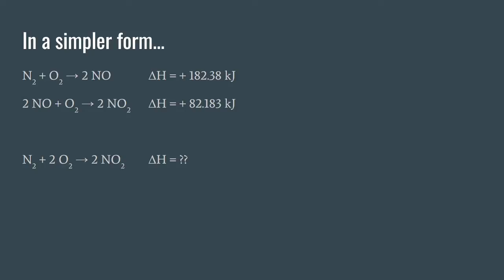combining nitrogen and oxygen to make nitric oxide has an enthalpy of reaction of positive 182.38 kilojoules. Nitric oxide plus oxygen, making nitrogen dioxide, has an enthalpy of reaction of positive 82.183 kilojoules. Okay. What is the enthalpy of reaction for nitrogen plus oxygen to make nitrogen dioxide? Well, you can get this reaction by combining these two reactions up here. Let me show you.